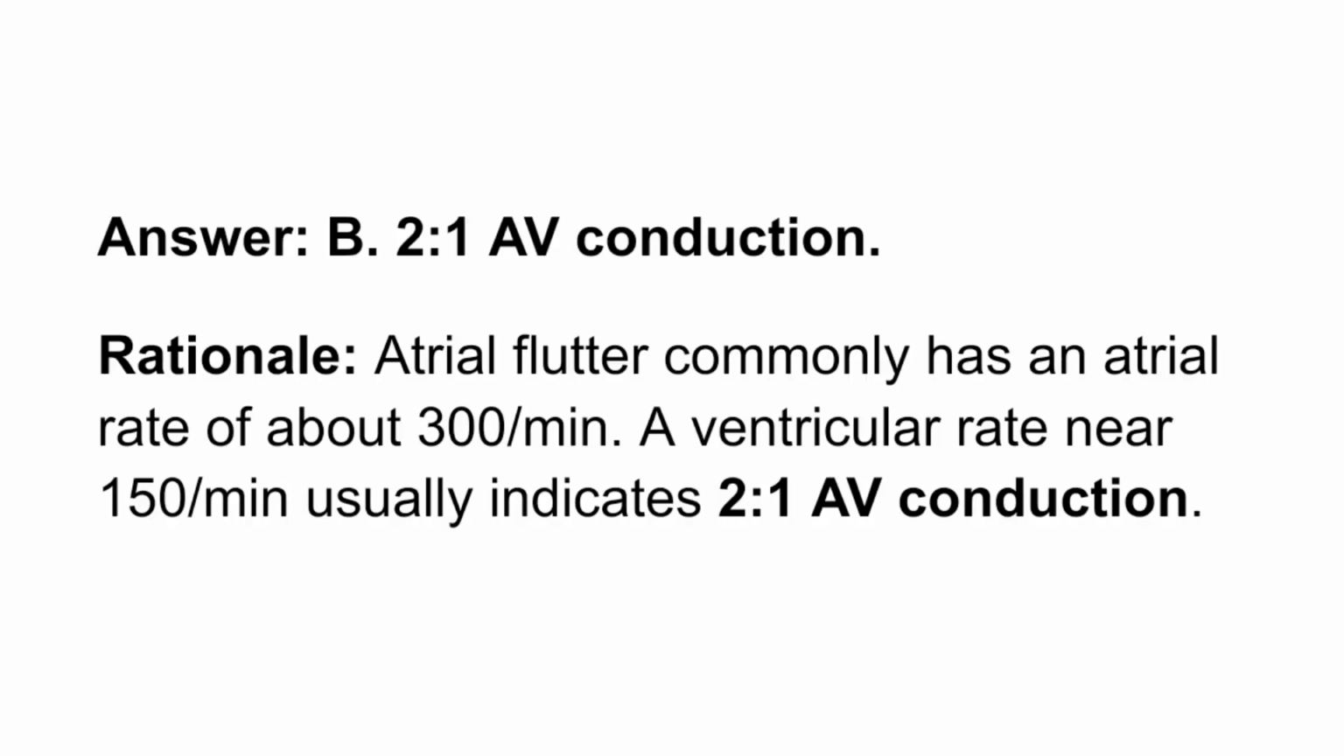2:1 AV conduction. Rationale: atrial flutter commonly has an atrial rate of about 300 per minute. A ventricular rate near 150 per minute usually indicates 2:1 AV conduction.